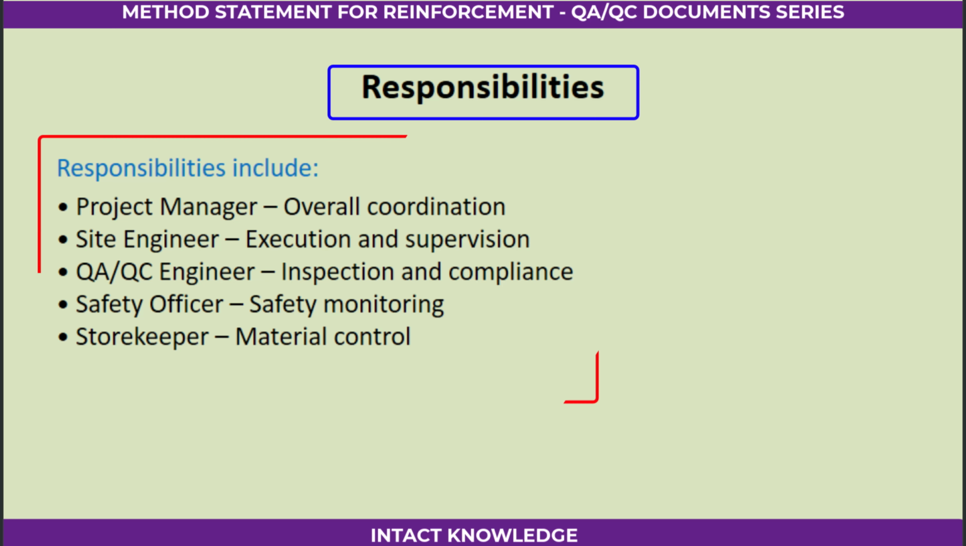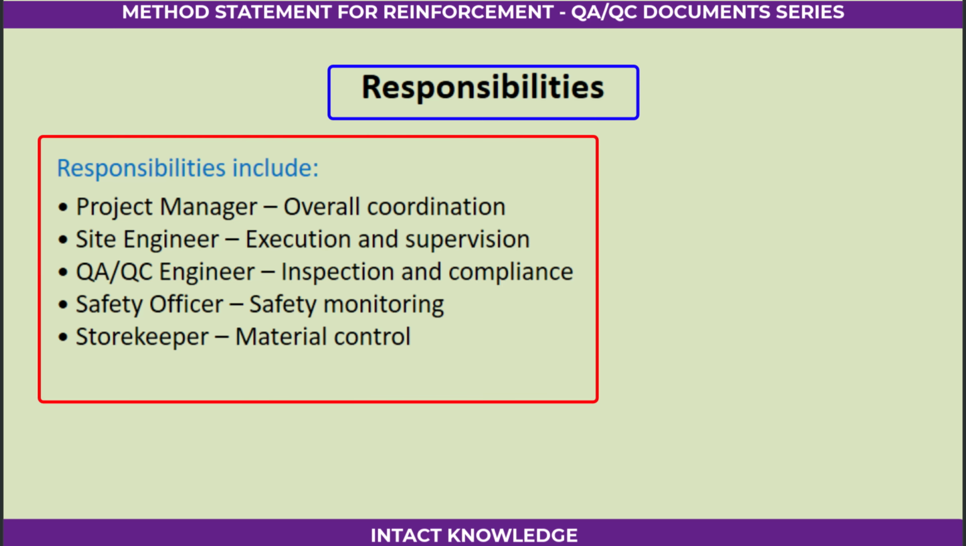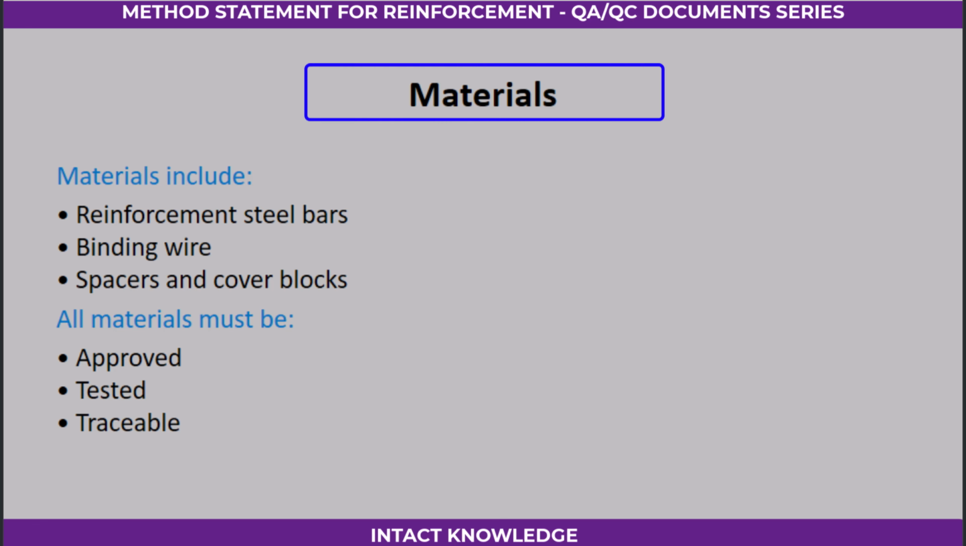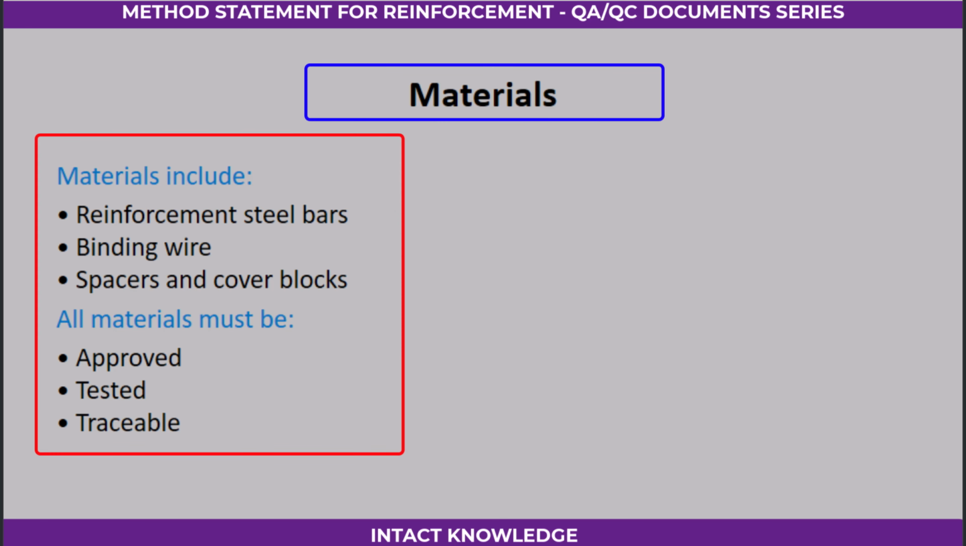Responsibilities. Responsibilities include project manager, overall coordination, site engineer, execution and supervision, QA/QC engineer, inspection and compliance, safety officer, safety monitoring, storekeeper, material control. Materials. Materials include reinforcement steel bars, binding wire, spacers, and cover blocks. All materials must be approved, tested, traceable.